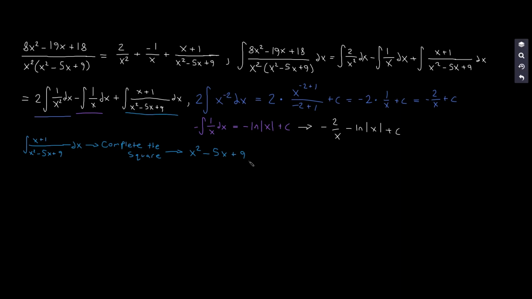Wow, okay. So we need to take that 5x, the negative 5, negative 5 divided by 2, negative 5 divided by 2 raised to the second power. Negative 5 times negative 5 is 25.